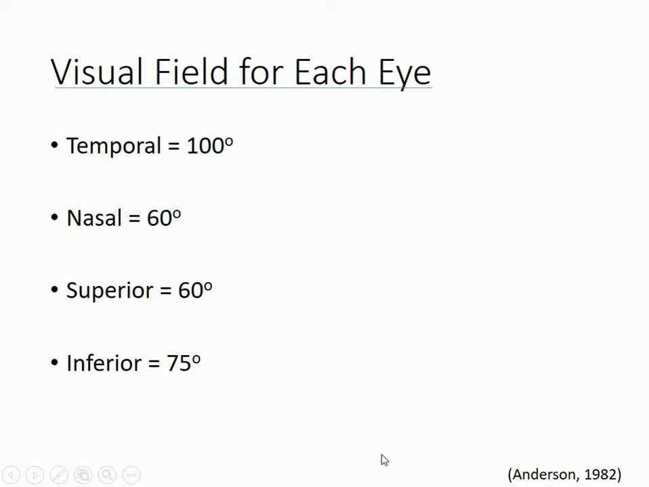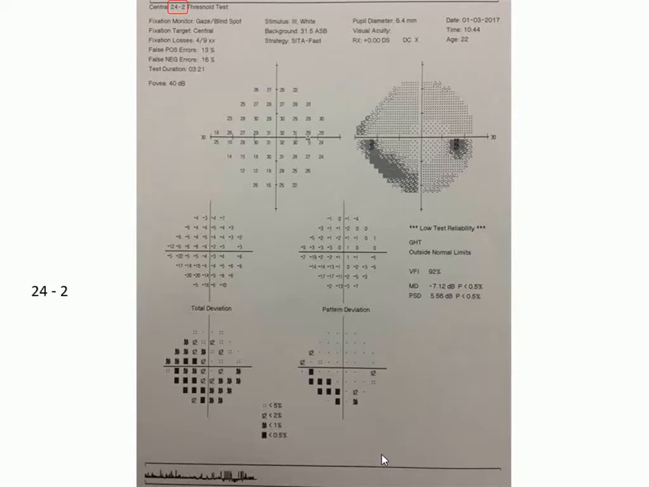So we now have an estimate of what a typical visual field of an eye is like. Look at these values. Now I want to point out that in this test, which is probably the most common test that we do, we're only testing 24 degrees each way. And obviously that means that we're not testing the person's complete visual field.